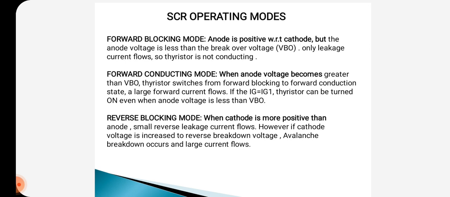Now we will discuss the SCR operating modes. There are 3 modes: forward blocking mode, forward conducting mode and reverse blocking mode. We will see them one by one. First, forward blocking mode.